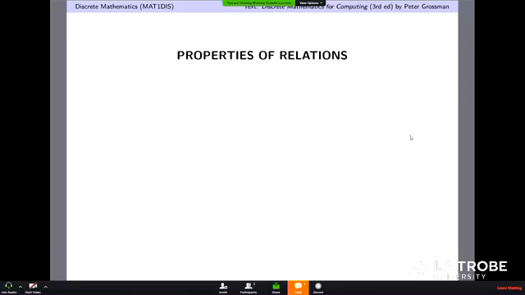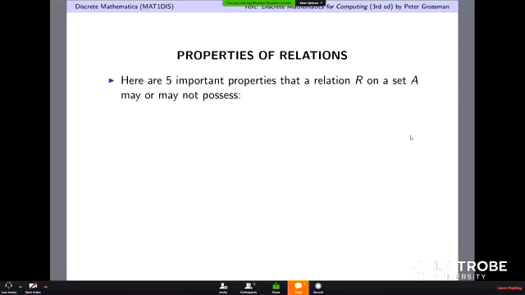Right. Okay. Yeah. Properties of relations. Here are 5 important properties that a relation R on a set A may or may not possess. So we're going to look into 5 properties. We have to be very careful with them. Sometimes they are sort of confusing. I don't think you will be confused with that. Properties. R is reflexive.